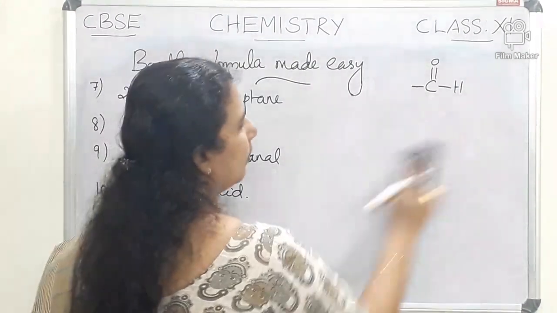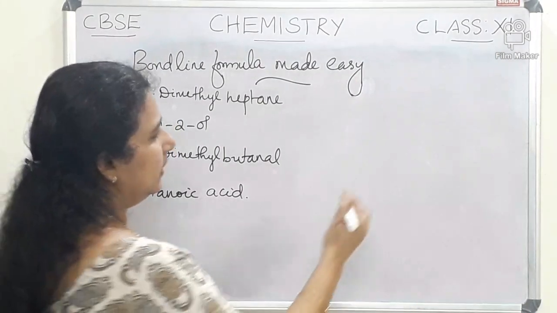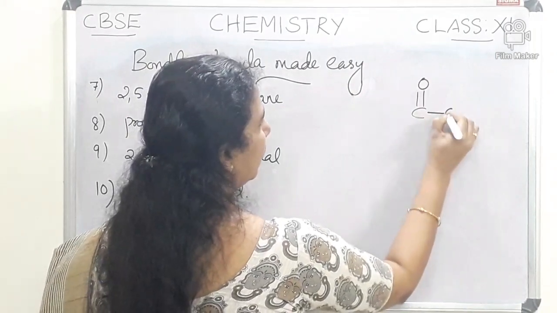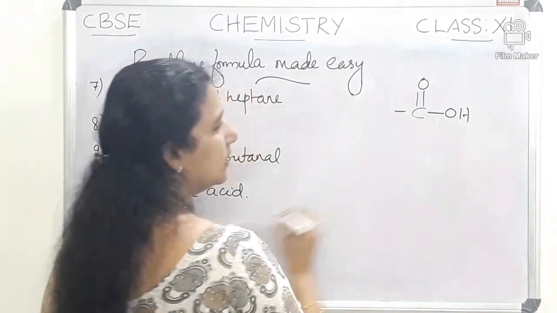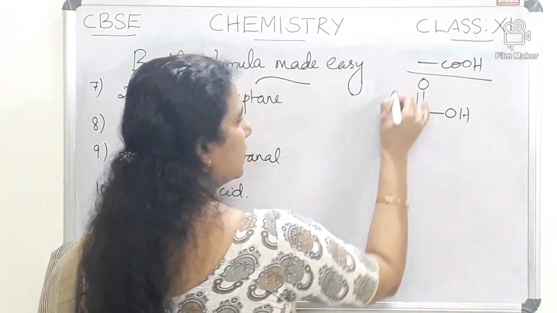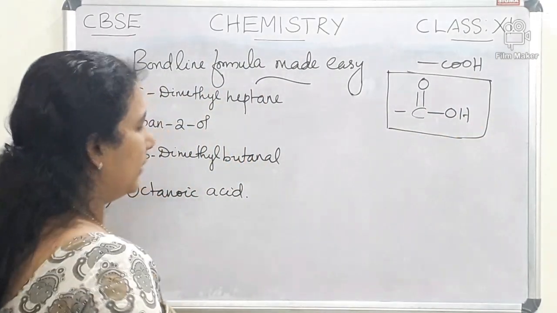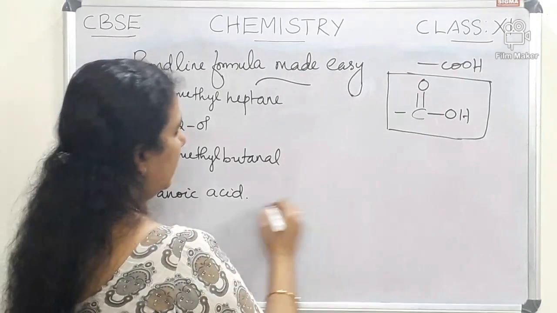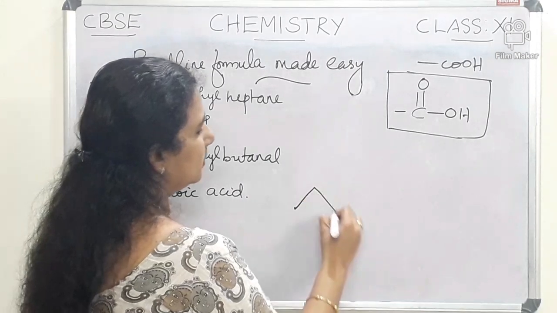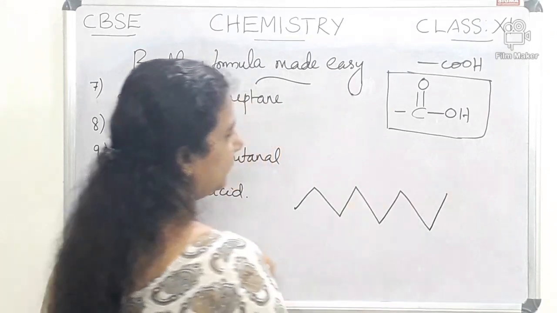Now let us write octanoic acid. So octanoic acid means it's a carboxylic acid. That means it contains C double bond O OH. So this is actually the functional group. COOH is the functional group. So this can be drawn like this, C double bond O OH. Octanoic acid means it contains 8 carbon atoms. So 1, 2, 3, 4, 5, 6, 7, 8.